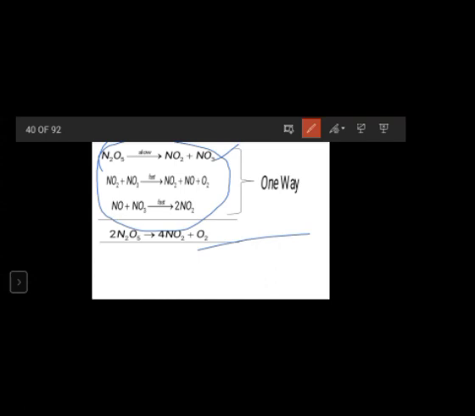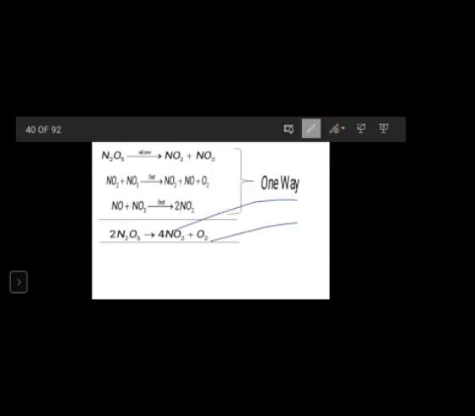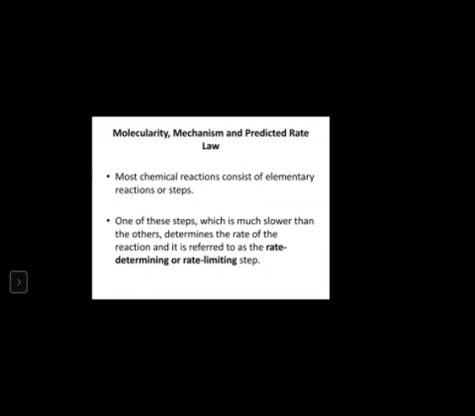We can also use the molecularity of that slowest step to qualify a reaction, and that becomes the molecularity of the overall reaction. But take note, each step has its own molecularity. I've just used this screen to explain to you. If they ask you to qualify the molecularity of a whole reaction, you can use the molecularity of the slowest step. I said one of these steps, which is much slower than the other steps, determines the rate of reaction and is referred to as the rate determining step.